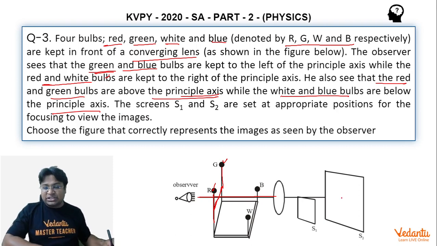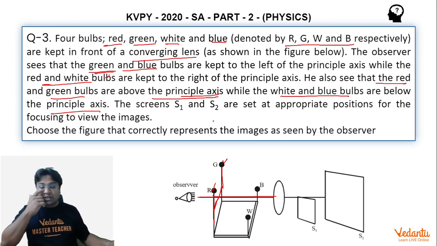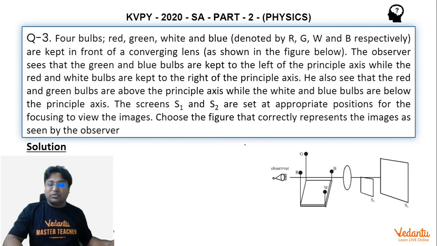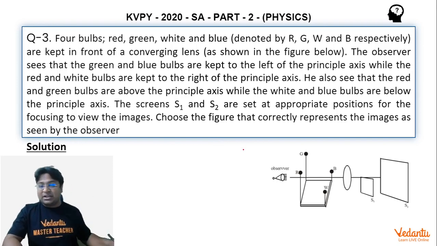And there are two screens, S1 and S2. We have to find out, or state, the location of the images of these bulbs. The options are given here. Let's first try to frame an opinion and then we'll come back to the options.